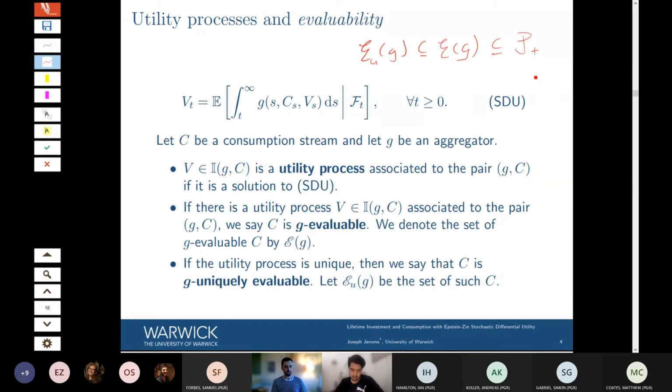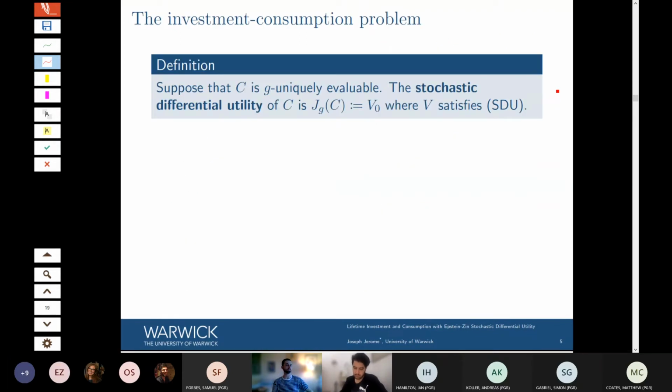So this presents us with two issues. The first is, if we don't have equality here, then there are some consumption streams that we can't actually define stochastic differential utility for. And also, if we don't have equality here, then there are consumption streams which have multiple utility processes associated to them. So these are both issues, and we'll talk about these a bit later.